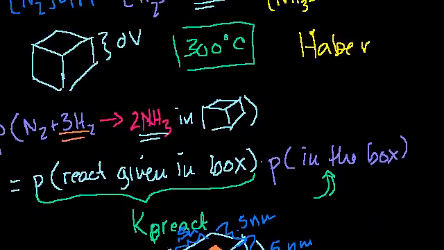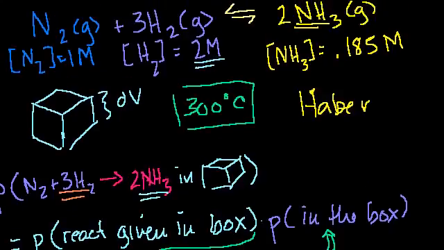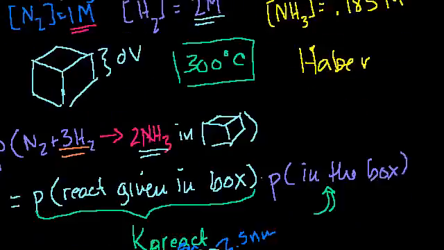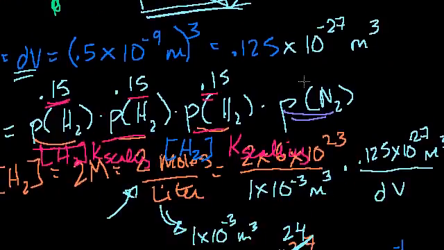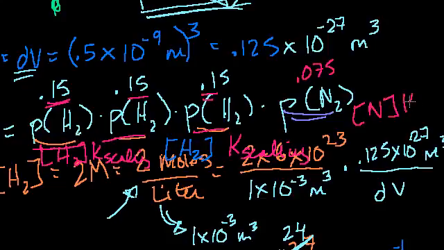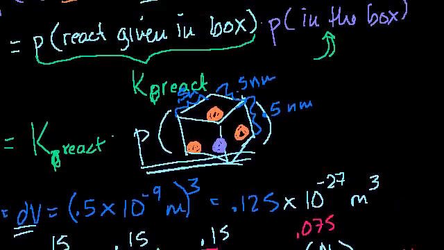nitrogen. In fact, nitrogen's concentration is just half of the hydrogen, so we know it's going to be half of that 0.15. So it's going to be 0.075, which is just equal to the concentration of nitrogen times some scaling factor. It's actually going to be the same scaling factor. So let's go back to our original problem.